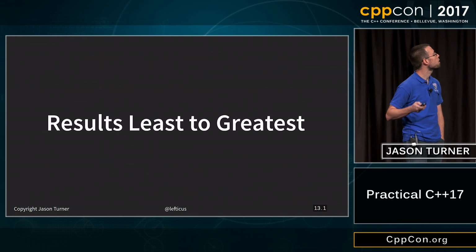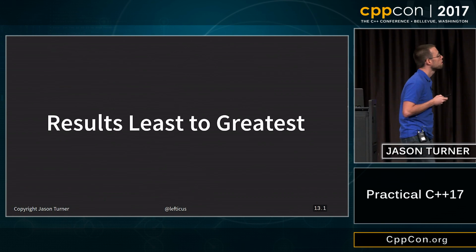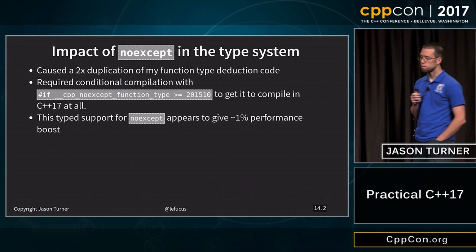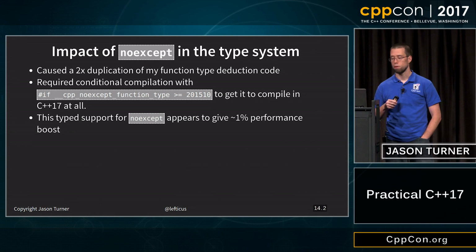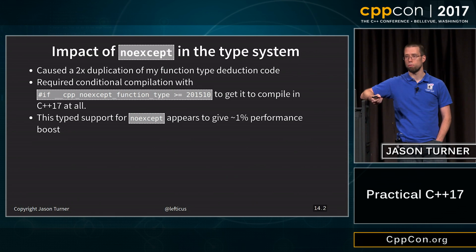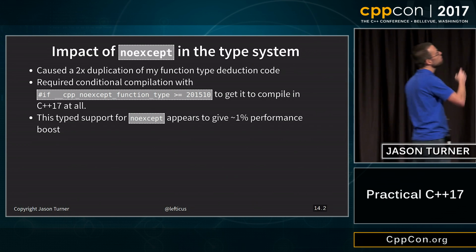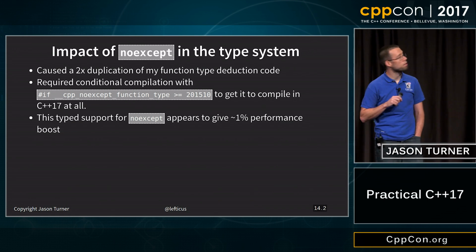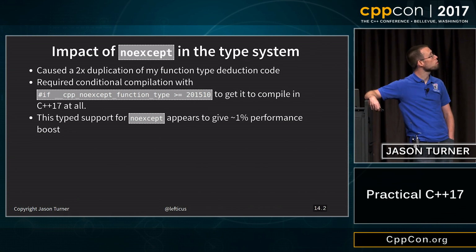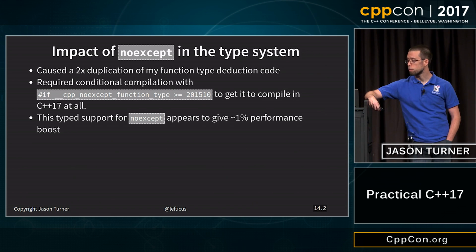Okay, so answers from least to greatest. noexcept in the type system. This actually ended up causing a 2-times duplication of my function type deduction code in CppCon, which is not unexpected. I have to have an overload for all of my function type deductions for things that can be noexcept. The reason I discounted it a little bit here is it required some conditional compilation, because I have to use a compiler feature macro to know if I'm compiling on a compiler that supports noexcept, to know if I should add the overloads, because otherwise I get ambiguous overloads on a C++14 compiler.